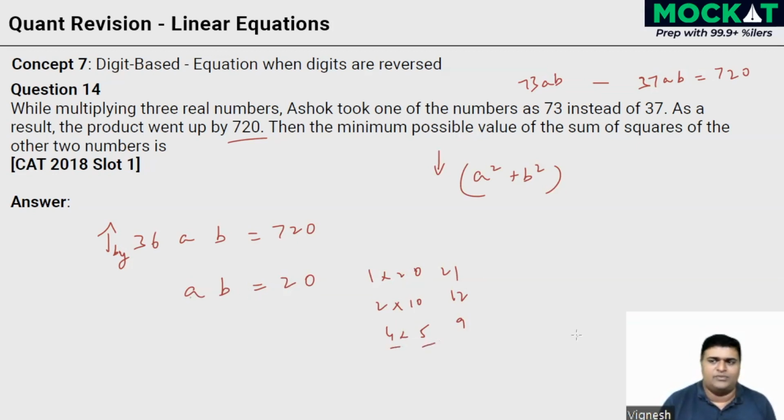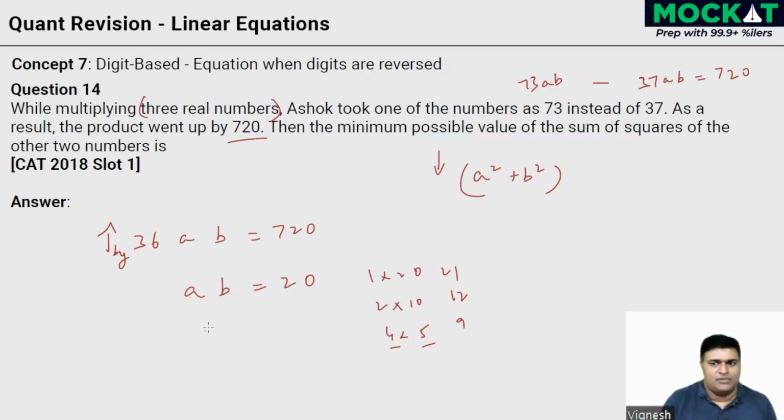As close as possible looks like 4 and 5, but we need to pay attention to the question. What is being said over here? The three are real numbers. If the three are real numbers, the 73 and 37 were misleading, right? They were integers. The first one was an integer, the other two need not be integers. They have to be real numbers. If both of them are going to be as close as possible, they can be equal.